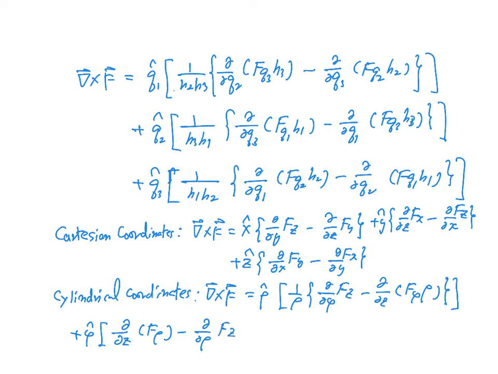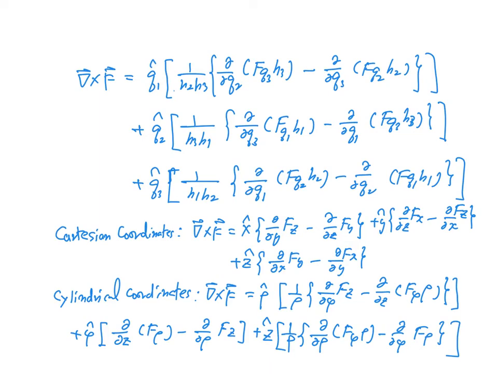F phi and Z. H1 is 1, H2 is rho, so 1 over rho, partial rho, partial F phi rho minus partial phi, partial F rho. A bit more complicated.